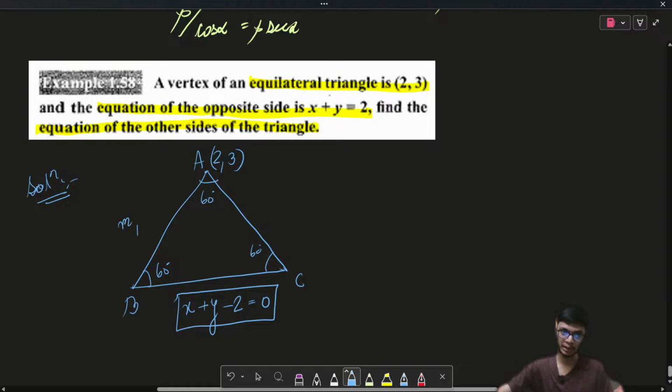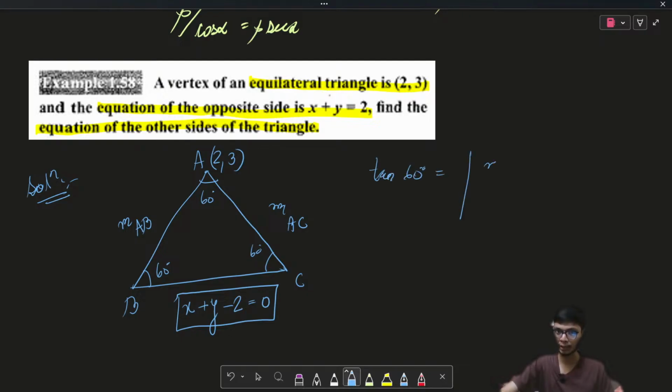Let us say the slope of the line AB is not given, we have to find it out, and similarly the slope of the line AC. So I'm going to use the concept of angle between the lines, that is tan of 60 degrees is going to be mod of (m1 minus m2) divided by (1 plus m1 m2), right? And this should be equal to root 3 because tan 60 is equal to root 3. So from this I can formulate the slope of the line AB.